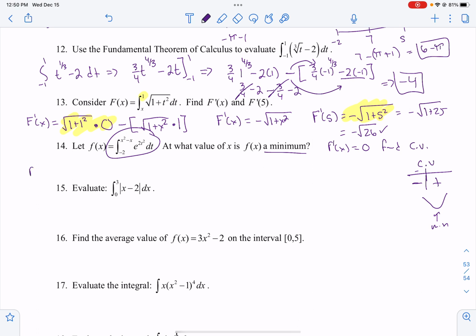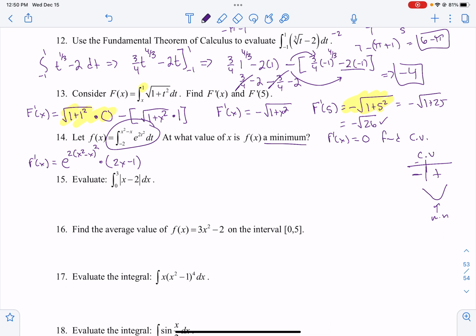So F prime of x equals, to take the derivative of an integral, I plug in the top. So e to the 2, and instead of a t, I'm going to put x squared minus x, squared. So I plugged in the top, and now I have to multiply by the derivative of the top, which is 2x minus 1.